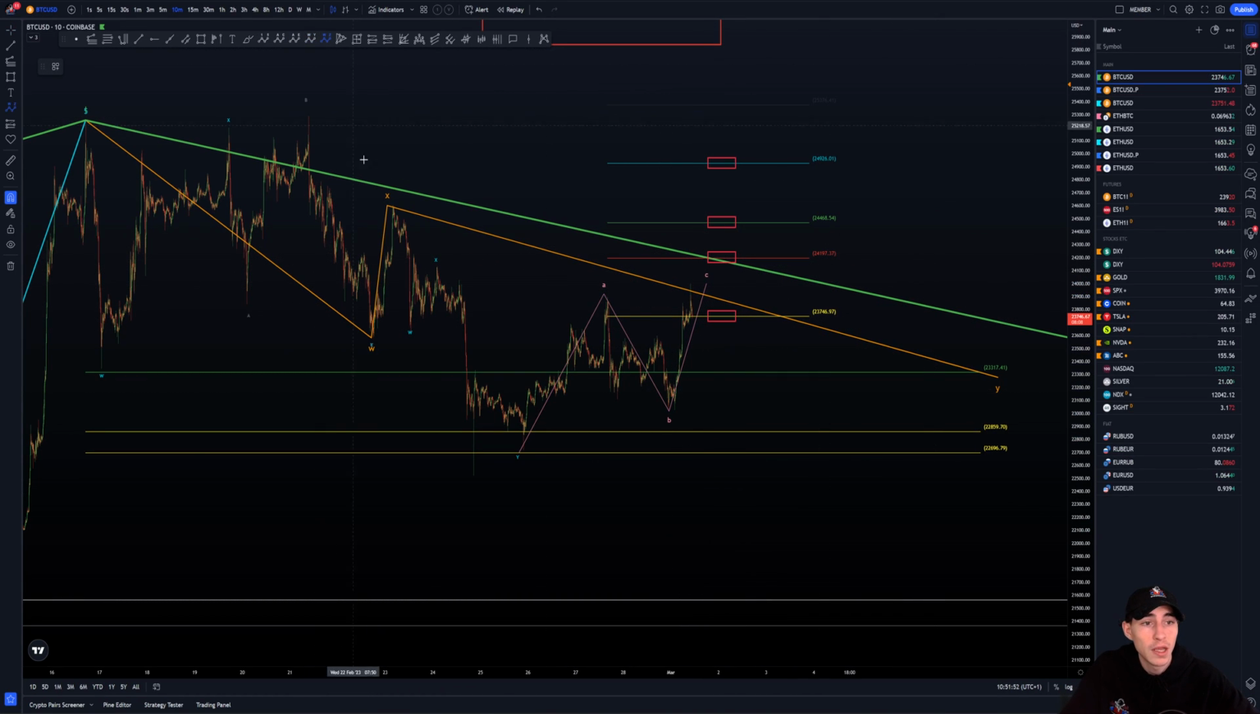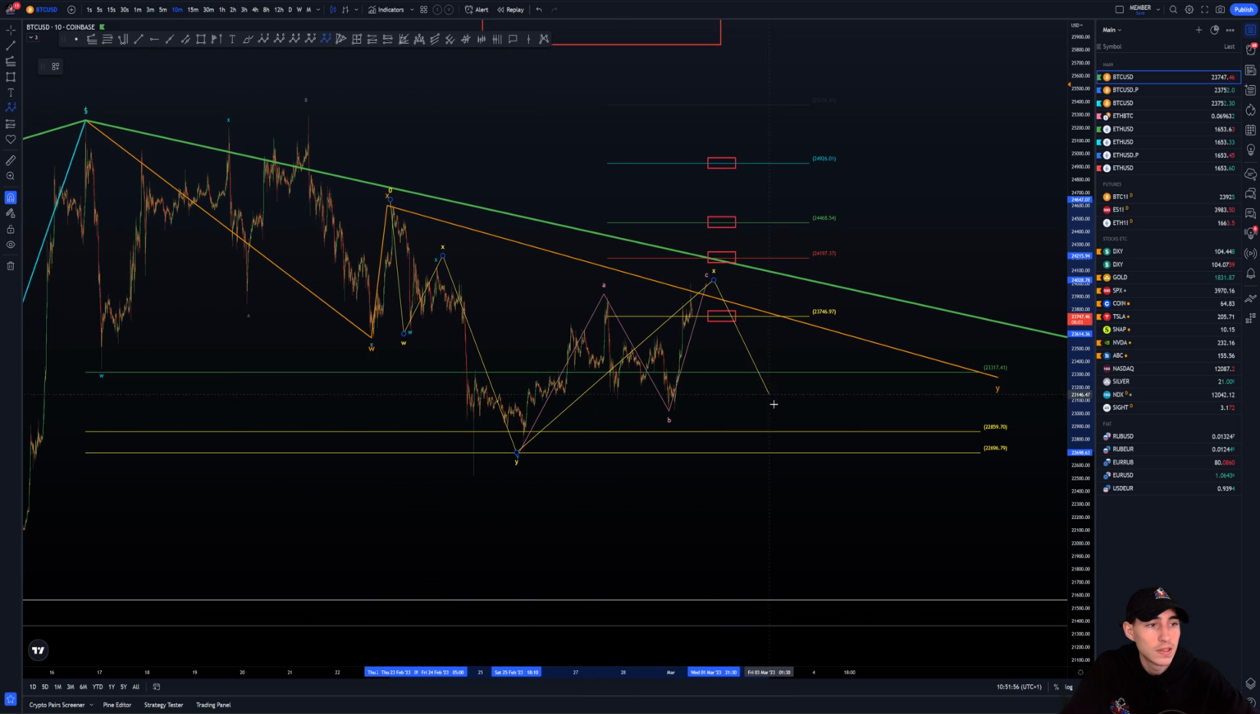Okay, so main idea for now until we get an invalidation: W, X, Y, X, and Z. As you can see here, we cannot go to the 120 extension because otherwise we break the first X wave top, so it's not possible. And so the first target is here, so maybe the top is in, depending on what reaction we have here. And then Z wave to Z down, so we take out the low.